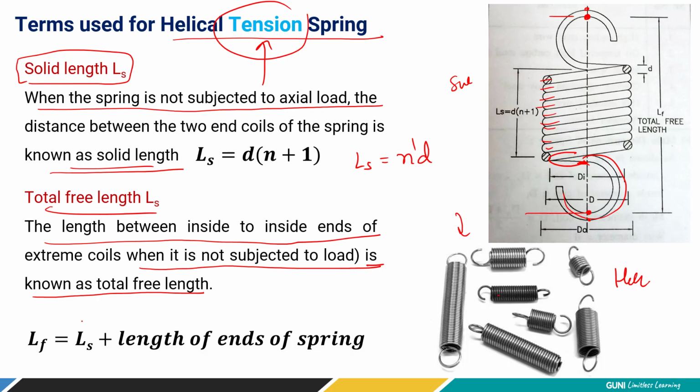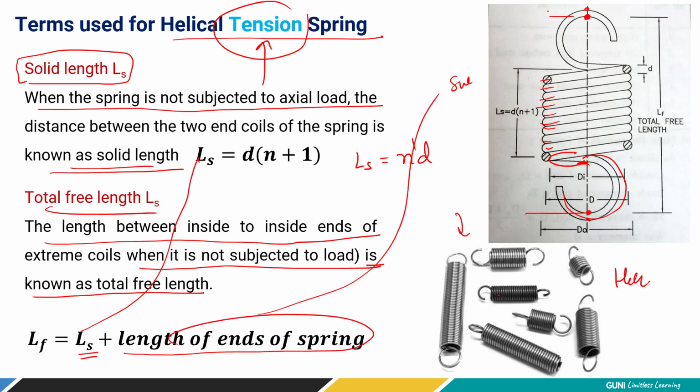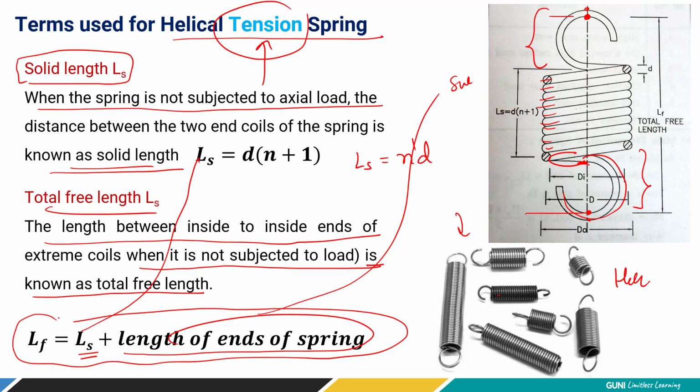Now we can find mathematically that free length is equal to the solid length, which comes from this, plus the length of the ends of the spring. So which is this? This one. This part and this part. When you add them, it becomes the free length of the helical tension spring. Very simple.